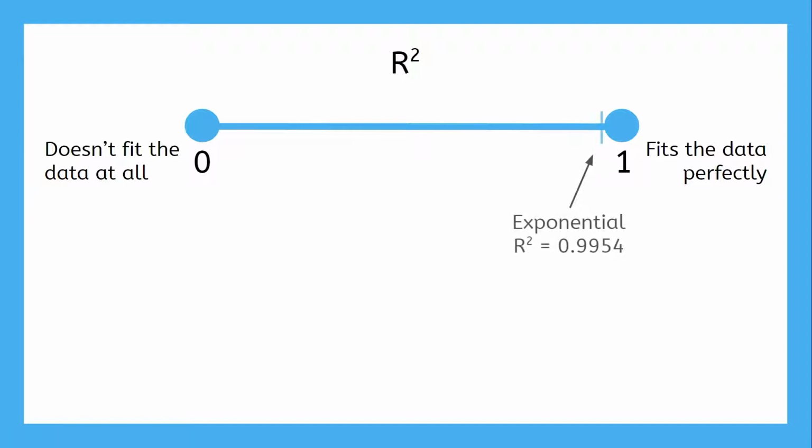For instance, our exponential growth regression had an r² value of about 0.9954, which is really close to 1, while the linear regression's r² was at 0.9091, which is a lot lower. What this means is that the exponential growth regression fit the data much better. If we want to approximate this data using a function, we should use the exponential growth regression, not the linear.